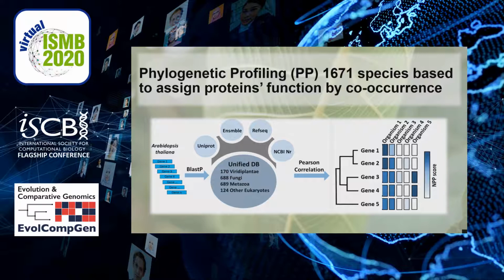To generate phylogenetic profiles, we collected extensive information of many proteomes integrated from UniProt, Ensembl, RefSeq, and NR databases to create a unified database that represents different clades. We then BLAST the Arabidopsis thaliana proteome against this unified database and generated co-evolved clusters using hierarchical clustering based on Pearson correlation.